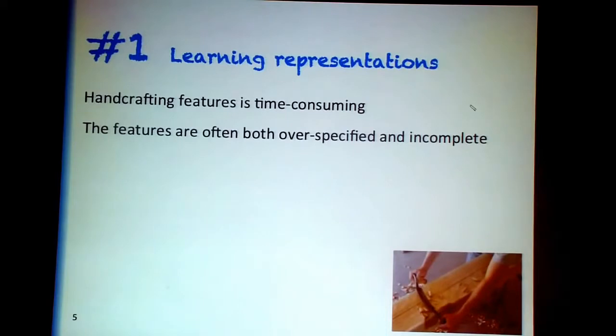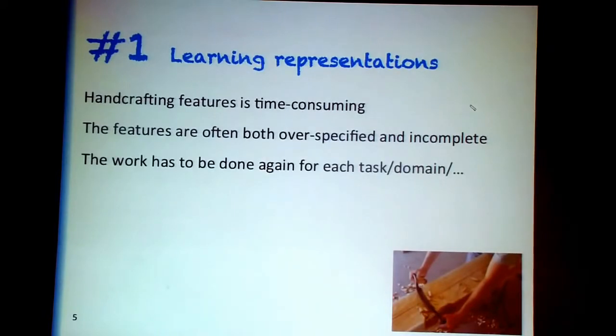Handcrafting features is time consuming. It suffers from problems in that the features you come up with are normally both overspecified and incomplete. But perhaps more seriously, you come up with good features after you've spent a couple of weeks doing it that are really good for the data set you trained on. But then each time you move to a different task, a different domain, a different register, or a few years have gone by, you need to redevelop systems for each of these cases, and the work never ends.